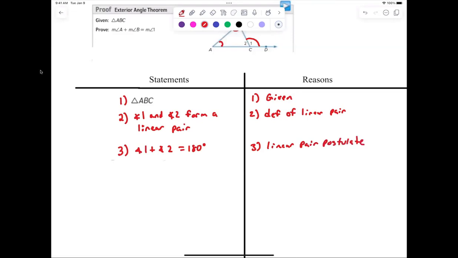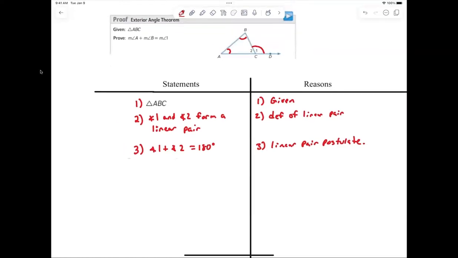Technically, the linear pair postulate says that they are supplementary, but we know if they're supplementary, then they automatically add up to 180. All right, so now someone else tell me, what is the next big move here? Give it a shot.